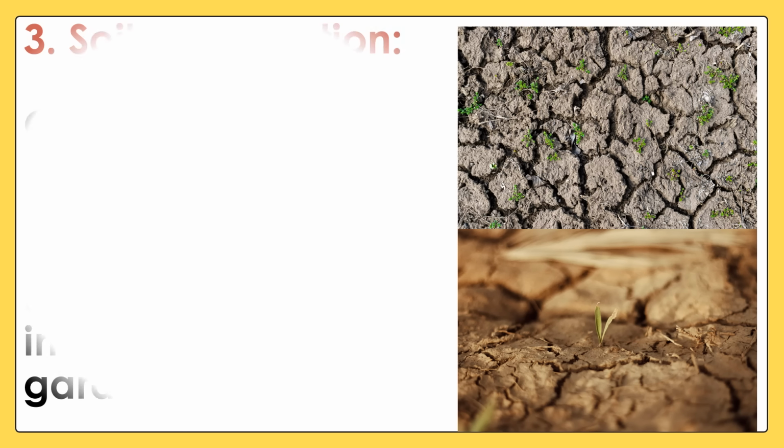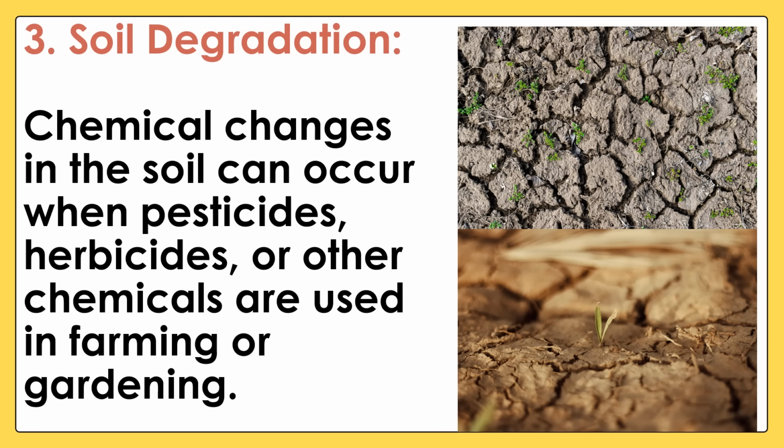The third one is soil degradation. Chemical changes in the soil can occur when pesticides, herbicides, or other chemicals are used in farming or gardening.